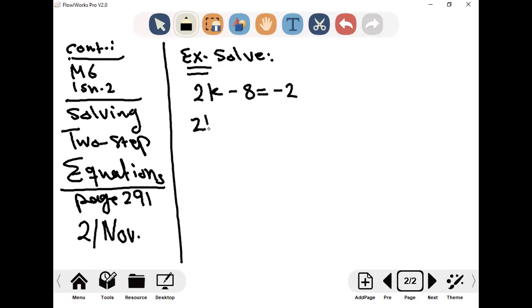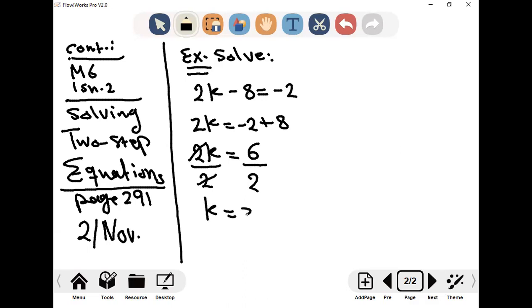2k equal negative 2, plus the 8, right? Whenever you shift a term from one side to the other, you need to change the sign. Don't forget that. So 2k equal negative 2 plus 8, subtract and take the bigger sign, positive 6. Now we get rid of the 2 by dividing both sides by the coefficient. So divided by 2, divided by 2. So k equal 3.